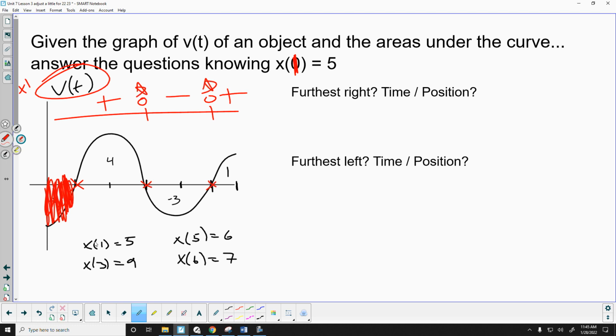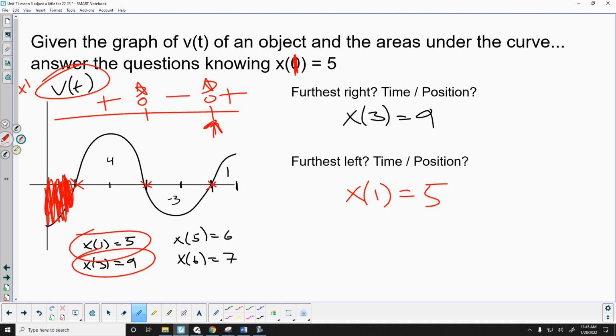And I'm furthest right at t equals 3, position's 9. But am I furthest left here, where x prime or v goes from left to right? I change direction. Am I furthest left at x equals 5? No. I'm furthest left at x equals 1, at a time of 1, at x of 1. Now, where is this? This is where I started.